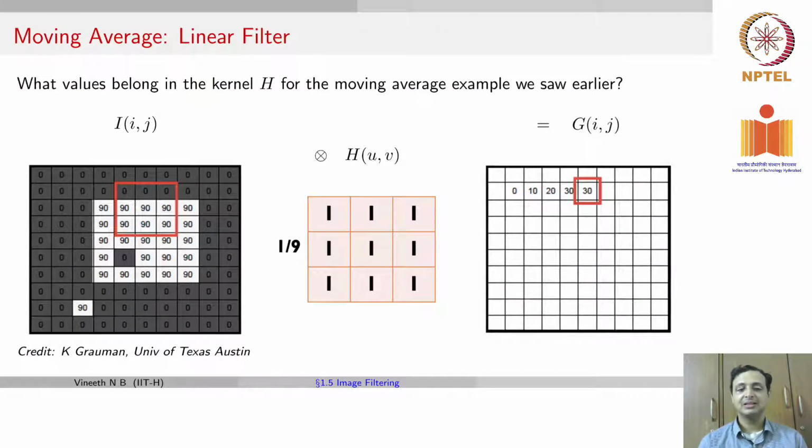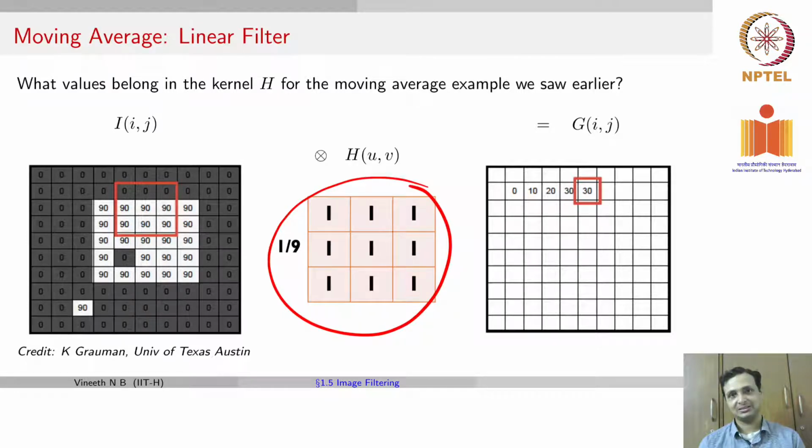The answer is, it would simply be 1 by 9 in all of those elements. 1 by 9 is simply to normalize the entire set of values. So obviously, if you were taking a 5 by 5 window, this would end up being 1 by 25 times 1, 1, 1, 1 in a 5 cross 5 filter. So this becomes your linear filter for your moving average operation that we saw in the last lecture can help remove certain kinds of noise.